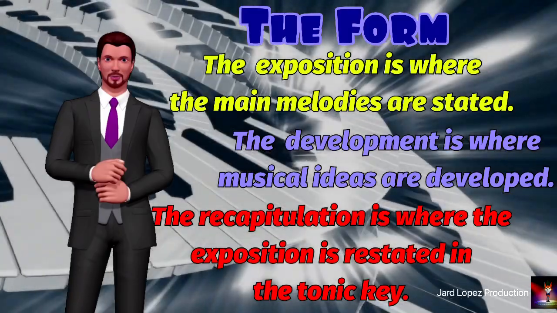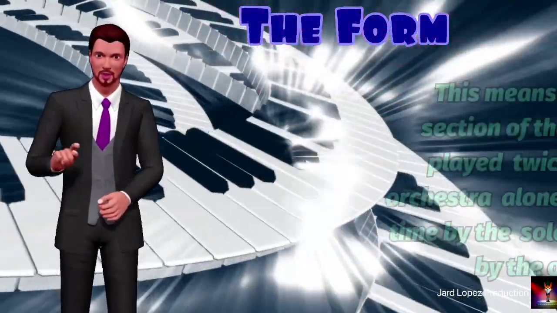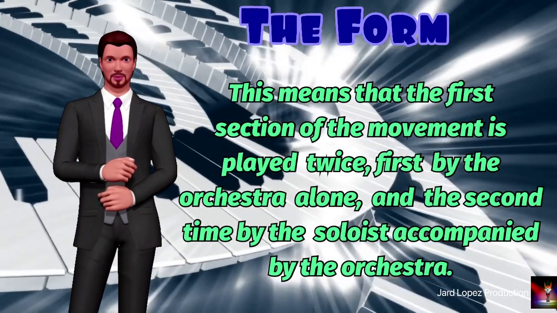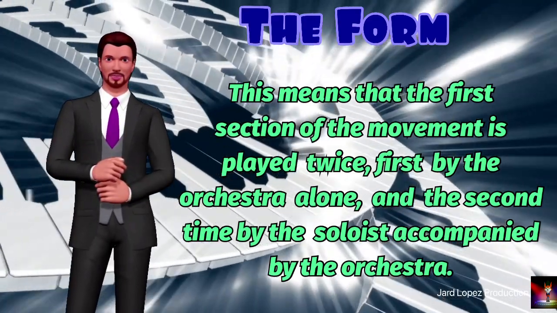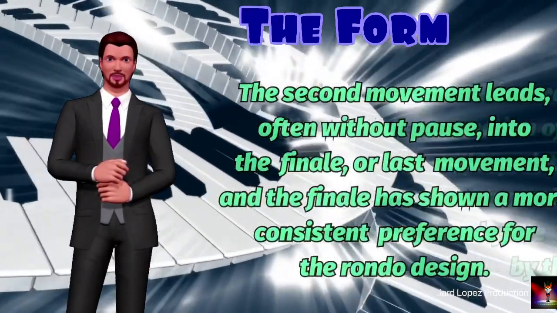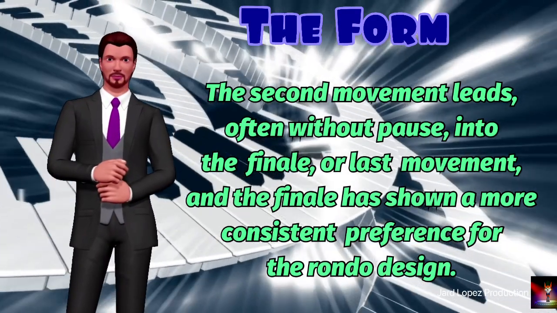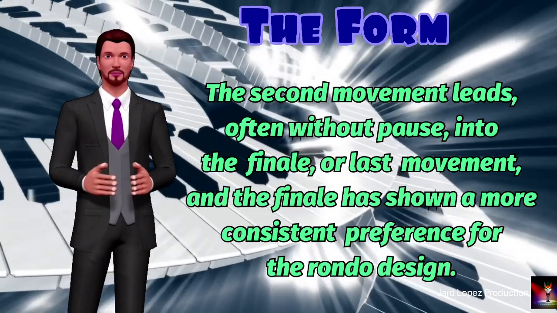However, the first movement of a concerto uses what is called a double exposition. This means that the first section of the movement is played twice, first by the orchestra alone, and the second time by the soloist accompanied by the orchestra. The second movement leads, often without pause, into the finale, or last movement, and the finale has shown a more consistent preference for the rondo design.